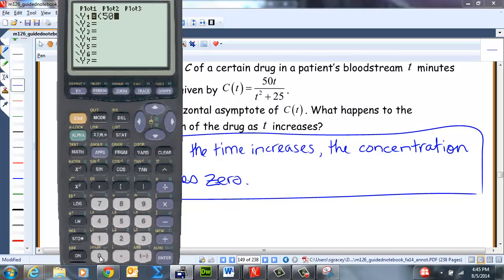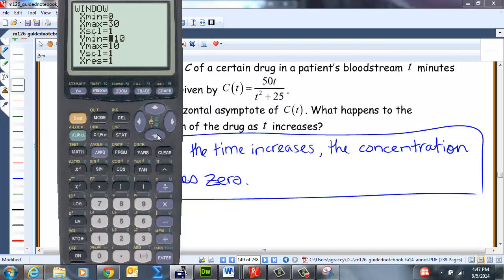So we have 50. We'll use x instead of t. And then we'll do the proper axes when we write them in. And then divided by parentheses x squared plus 25. Now, is there negative time? No. So I'm thinking that if we just have a positive t, we're going to set the minimum at 0, and then let's do the maximum at, this is t minutes, so let's try 30 minutes and see. I think that'll give us enough information.